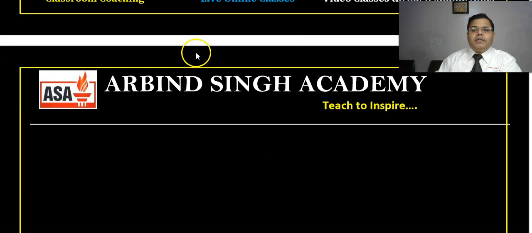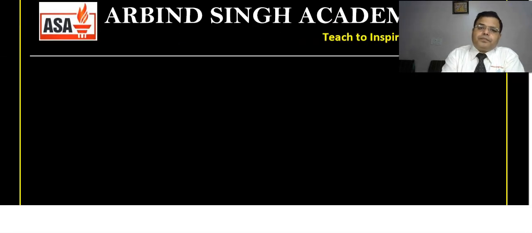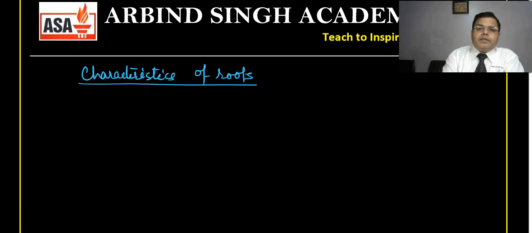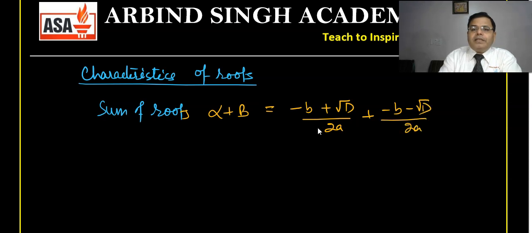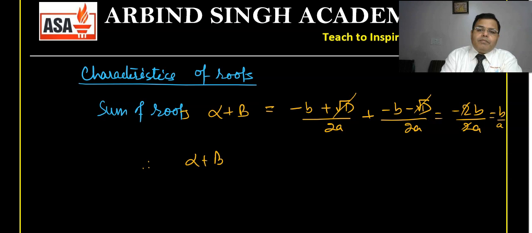Now, their characteristics are to be calculated. So, characteristics of roots. First, sum of roots, that is alpha plus beta. Minus b plus root D by 2a, and the second one is minus b minus root D by 2a. The 2a cancels out. So what is that? Minus 2b by 2a, the 2 cancels, and what is that? Minus b by a. So therefore, remember this, alpha plus beta is minus b by a. You can remember this value.